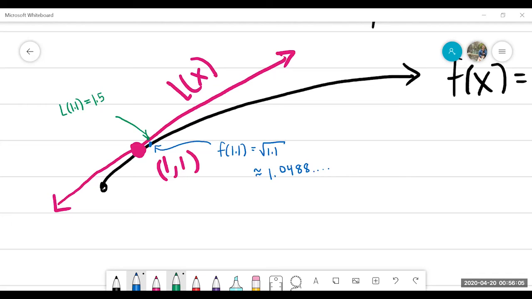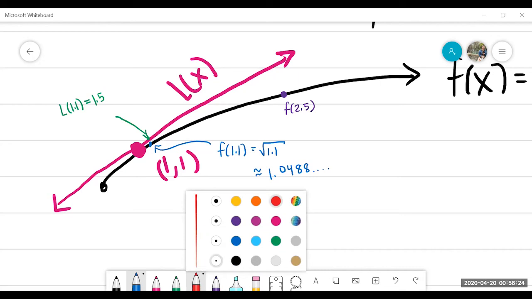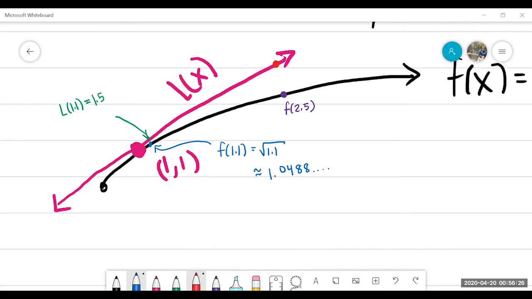Now, if you did this again, but with farther away values, so here let's pick something out here. Let's pick like 2.5. Okay. So let's say f of 2.5, right? And let's use all the way up here. Hopefully we can see that okay. Let's find L of 2.5.